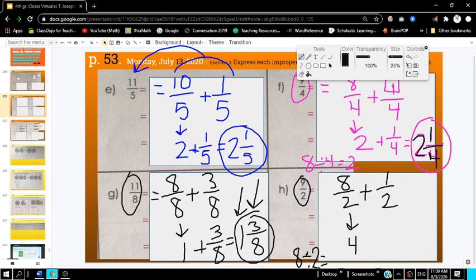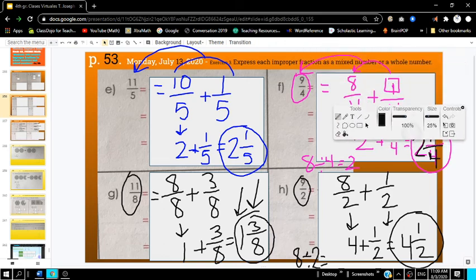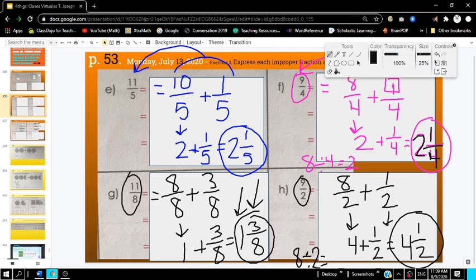Now I also know that 1/2 plus 4 equals 4 1/2. There we go. We finished our problem. Our answer is 4 1/2. Nice job. We're going to continue to do more and more problems like this in order for us to understand how to change improper fractions to mixed numbers or whole numbers.